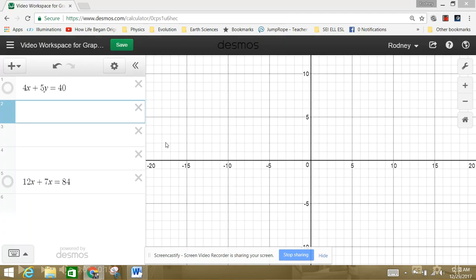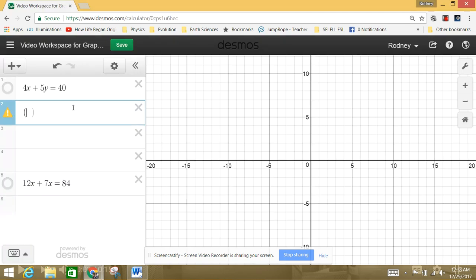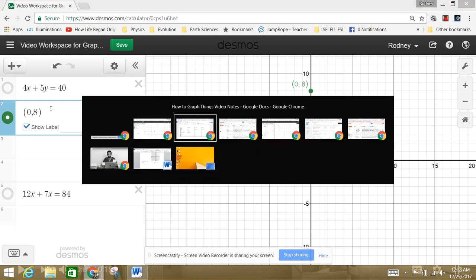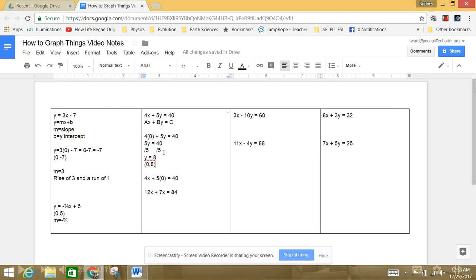I can go right over in here in the Desmos. You can see I've already written the equation in there, but if I were to just let Desmos plot it, that would be cheating. I'm not going to do that. We're going to work this out by finding the points. So I've got 0, 8 as a point.